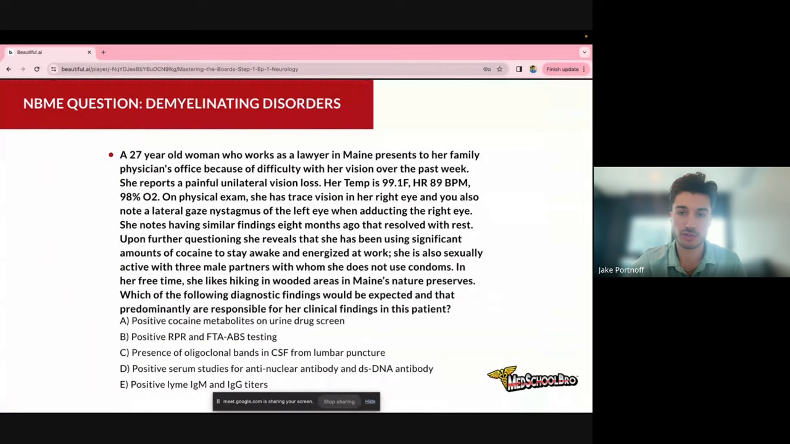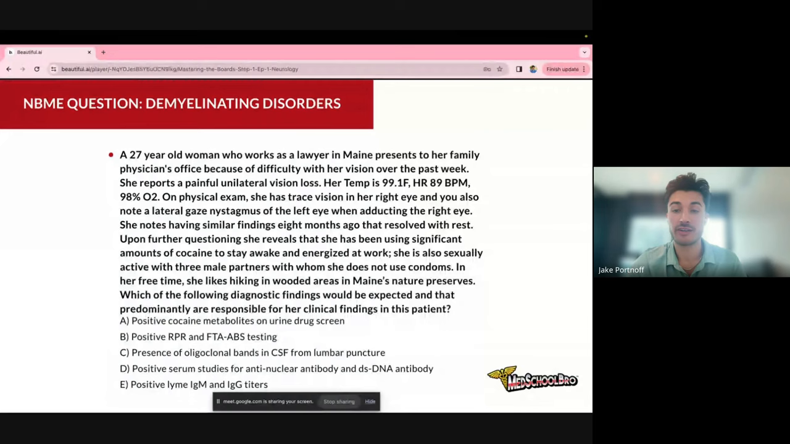Her temperature is 91.1, heart rate 89, and O2 sats are 98%. On physical exam, she has trace vision in her right eye, and you also note a lateral gaze nystagmus of the left eye when adducting the right. She notes having similar findings 8 months ago that resolved with rest. Upon further questioning, she reveals that she's been using significant amounts of cocaine to stay awake and energized at work. She is also sexually active with 3 male partners with whom she does not use condoms. In her free time, she likes to hike in wooded areas in Maine's nature preserves.